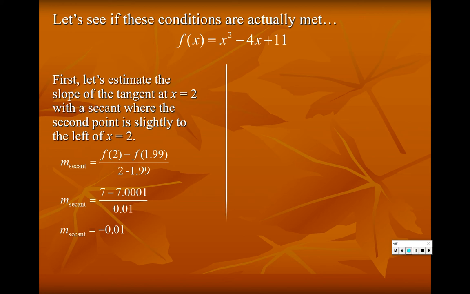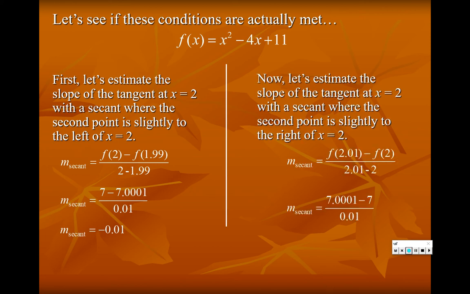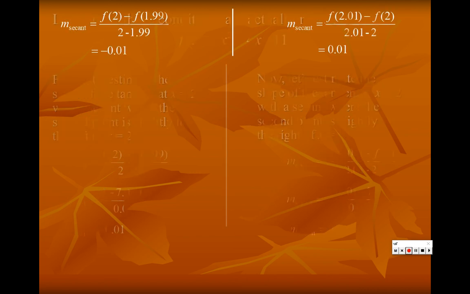Small negative slope. Then if I go right, and you can do the subbing in yourself to see this, I just subbed 2.01 into the function, and I subtracted the two values, and I got 0.01, a positive slope. Did we get what we are expecting? Did it go from negative to positive? Yeah, it did, and they're right around 0.